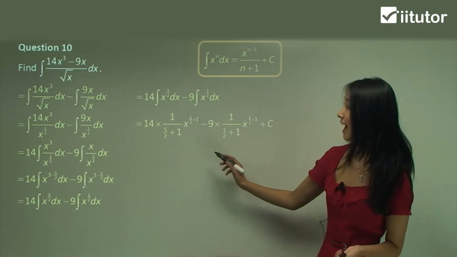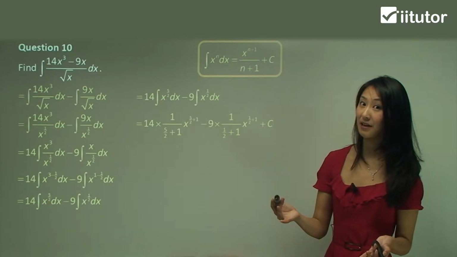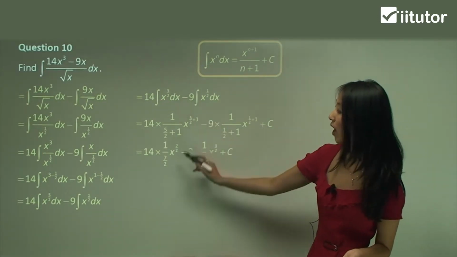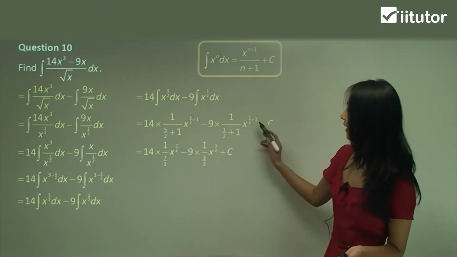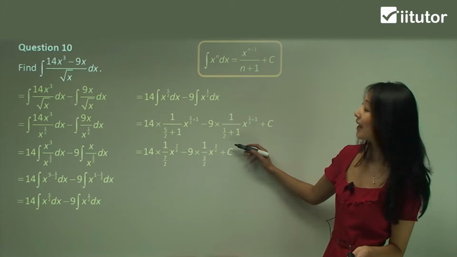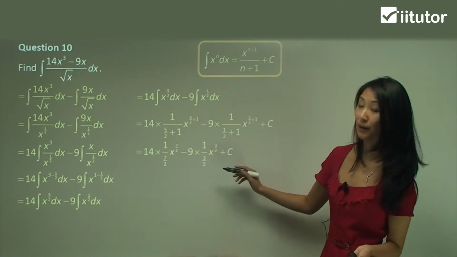So we know that 5 on 2 plus 1 is just going to be, exactly, it's going to be 7 on 2. And here we have 1 on 7 on 2. Half plus 1 will give us 3 on 2. So we have x to the power of 3 on 2. And now we have 1 on 3 on 2.